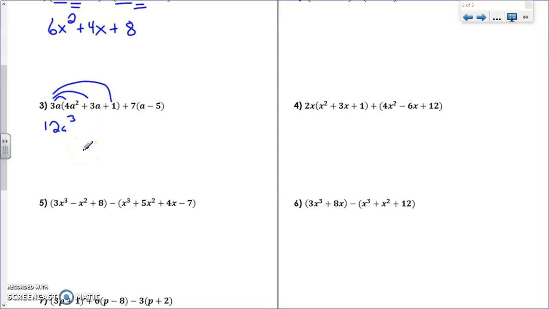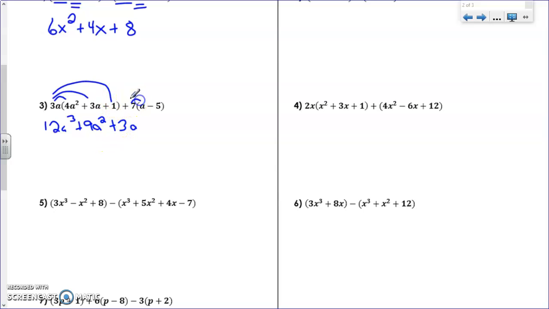3a's, right? How do you get 3a if the a is 1? 1 plus 2 is 3. Remember, when you multiply, you add exponents. Oh, yeah. 3 times 3 is 9, and then a to the second. 3 times 1 is 3a. Does everybody understand? Add exponents.